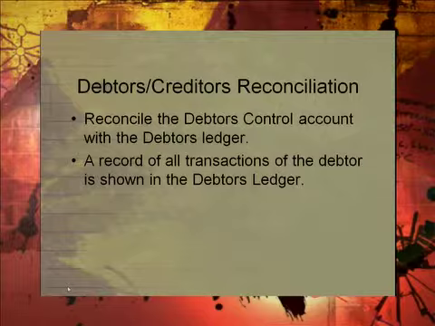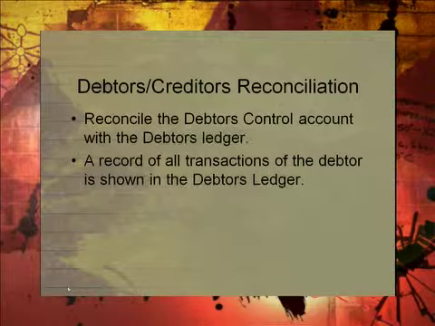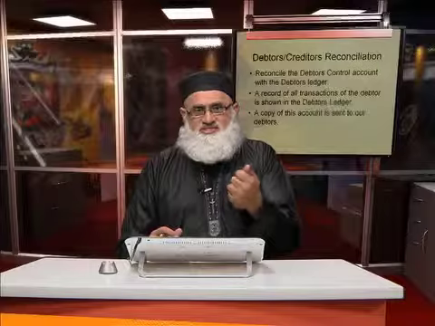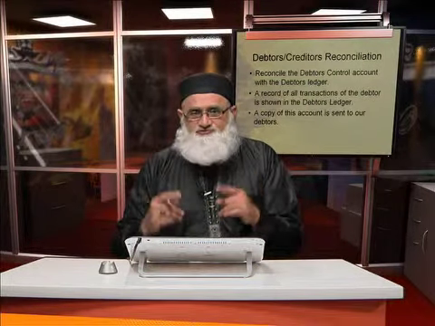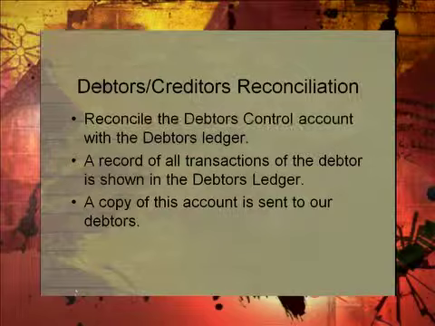As I said, all individual transactions for a debtor, say debtor A matric, we will have an account for debtor A matric. So the individual entries appear in my debtors ledger. At the end of the month, a copy of this is sent to the debtor. So the debtor knows exactly: listen, these are the transactions that have transpired this month, and this is what I'm owing, and this is what I need to pay.